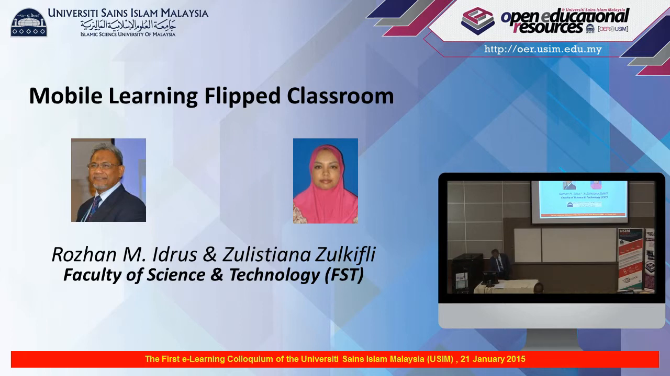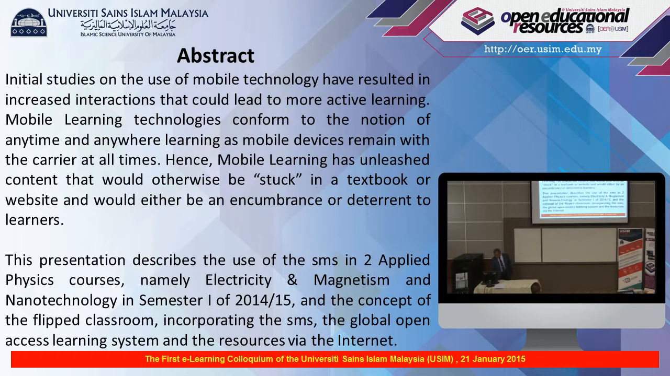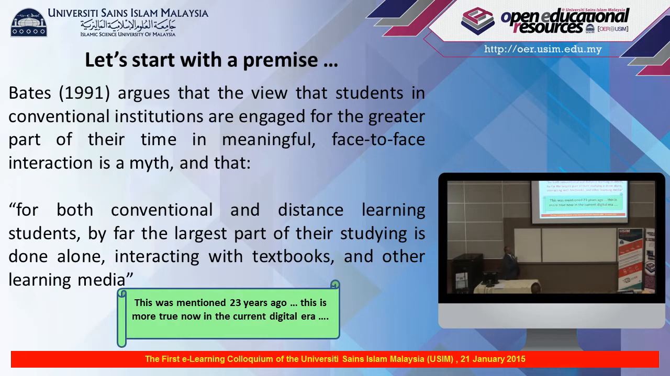Okay, so the abstract, you don't have to read because it's already in the abstract book. Now, I have a premise. We start with the premise. The premise is that in 1991, 23 years ago, Bates, a big name in distance learning, argues that for both conventional and distance learning students, by far the largest part of studying is done alone, interacting with textbooks and other learning media. He said this 23 years ago, and it is probably more true now.